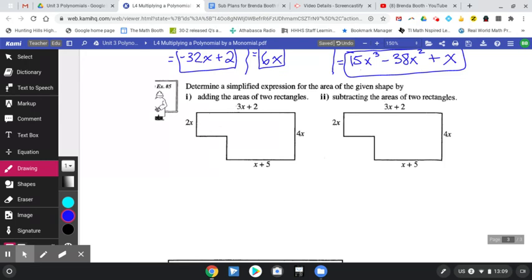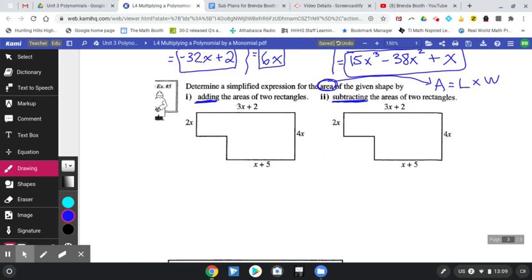And what we're going to do here is look at 2 different ways that we could answer this question. So we are finding the area, and we've seen these ones before, but just a reminder, area for rectangles is equal to length times width. In part 1, we're going to find the area by adding the areas of 2 rectangles. And then in part 2, we're going to redo the question subtracting the areas of 2 rectangles.